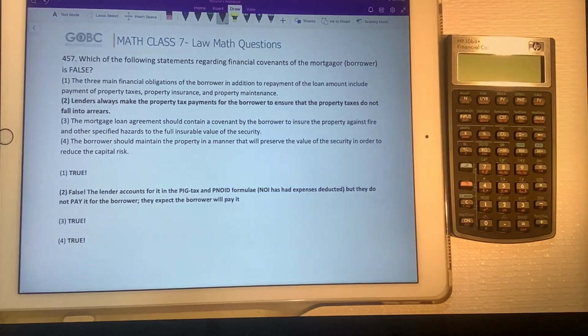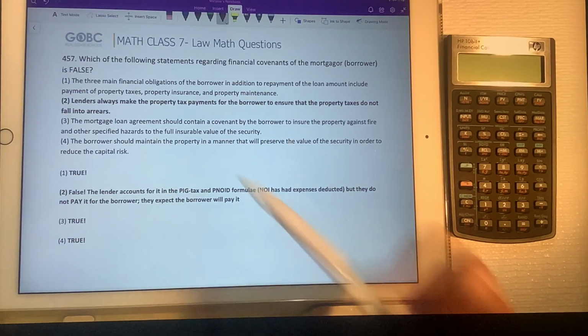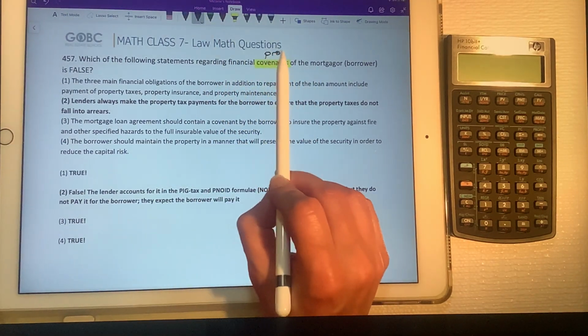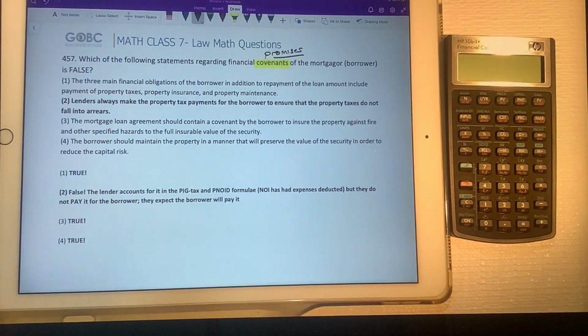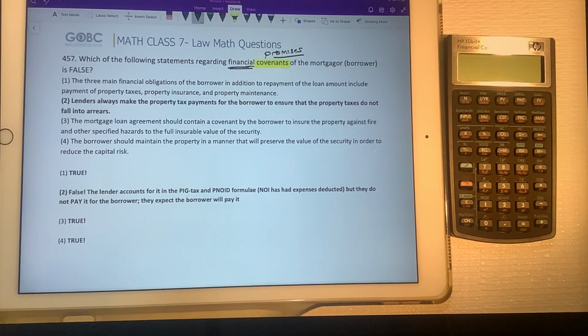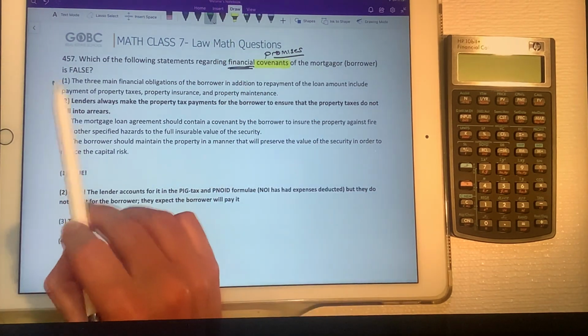Okay, 457 says which of the following statements regarding financial covenants of the mortgager, so the borrower, is false. So what is a financial covenant? It's what are the promises that you've made in the mortgage contract. So all of the things that you've promised to do and promised to pay in this case, because we're talking about the financial covenants. So they're asking which one is false. So numbers 1, 3, and 4 are all true.